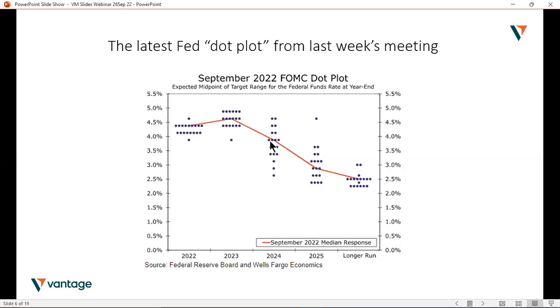And if you remember, most markets, or the market really, was anticipating cuts. And I'll probably just get to that shortly.